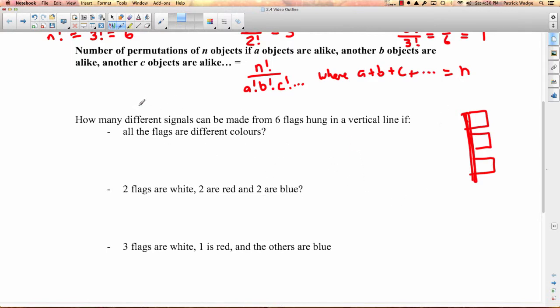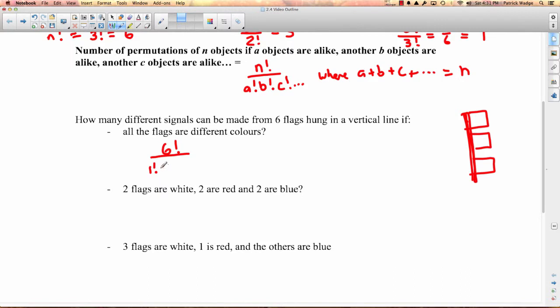That's ridiculous, isn't it? How many different signals can be made from 6 flags hung in a vertical line if all the flags are different colors? So you already know this question. If they're all different, then the formula is just n factorial, isn't it? But you can also think of it this way, n factorial over a factorial, because that would be like 6 factorial. But since they're all different, how many is there of the one type, like whatever the first color is? Let's say the first type's red. There's only 1, so it'd be 1 factorial.